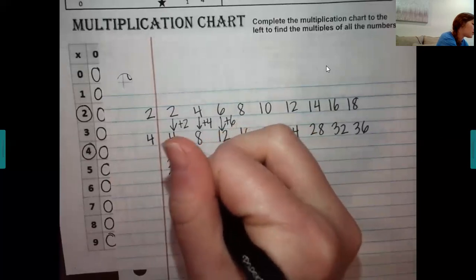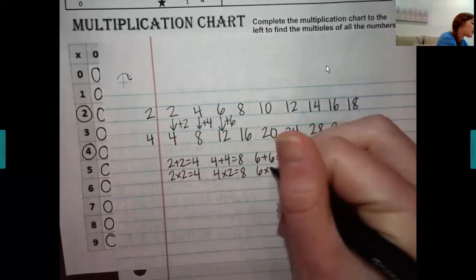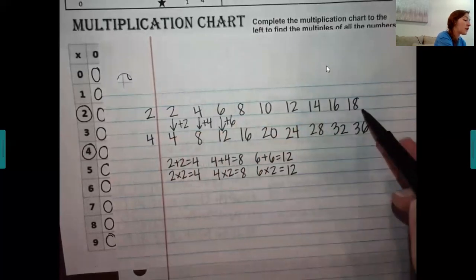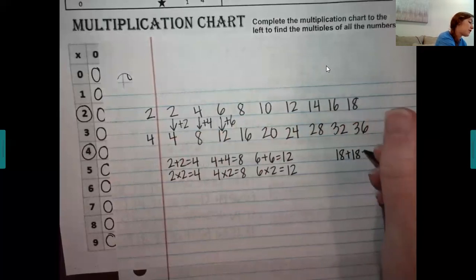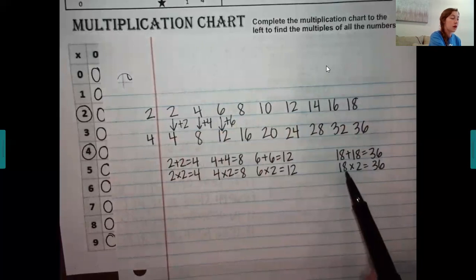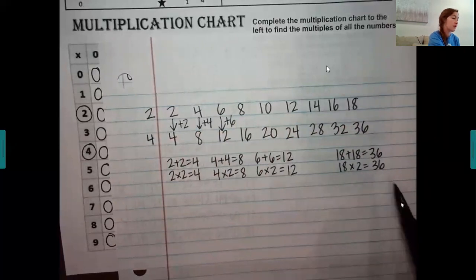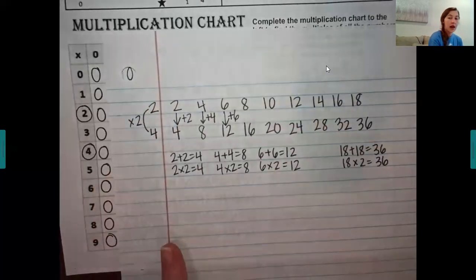So I'm taking 2 times 2 equals 4. 4 times 2 equals 8. 6 times 2 equals 12. And that even continues, even if I check 18, I have 18 plus 18 equals 36, and that's correct. And if I were to do 18 times 2, I would still get 36 because I could break it apart into 10 times 2 is 20 plus 8 times 2 is 16. 20 plus 16 equals 36. So I see this pattern emerging that what I have to do with my 2's is multiply it times 2 to get to 4.